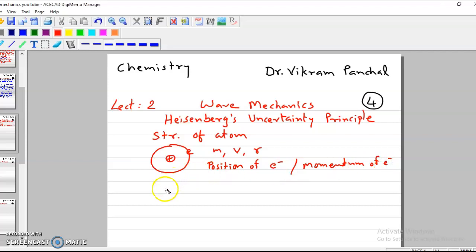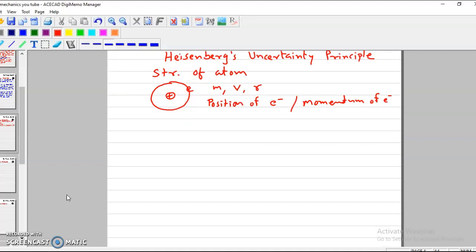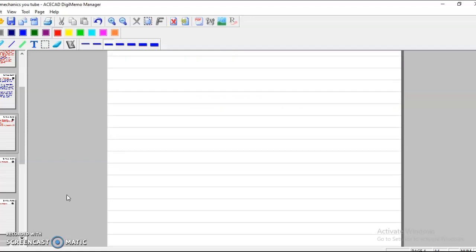Well, Heisenberg was not in favor of this measurement. Why? Because he realized that an electron is a microscopic particle, and when a microscopic particle revolves or moves, it is very difficult to predict the exact location as well as momentum of the electron simultaneously. Anyway, let us see how Heisenberg tried to explain it.